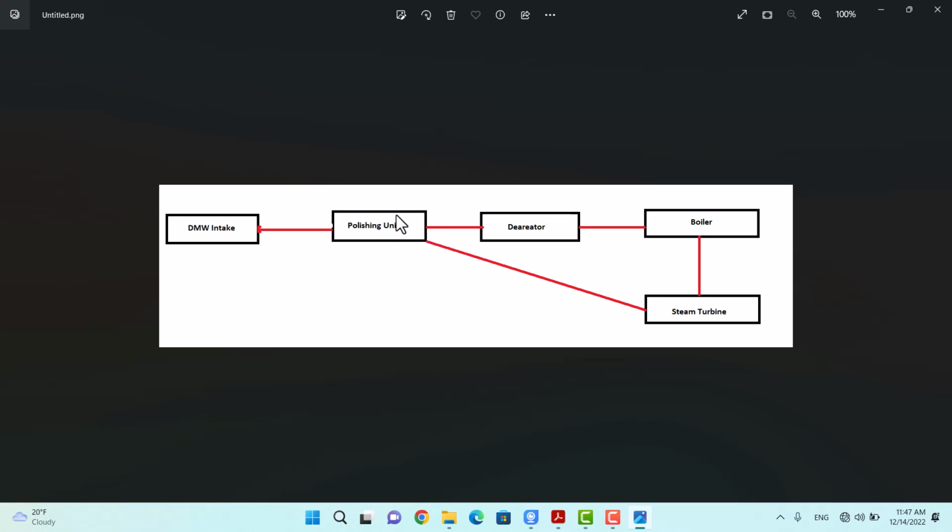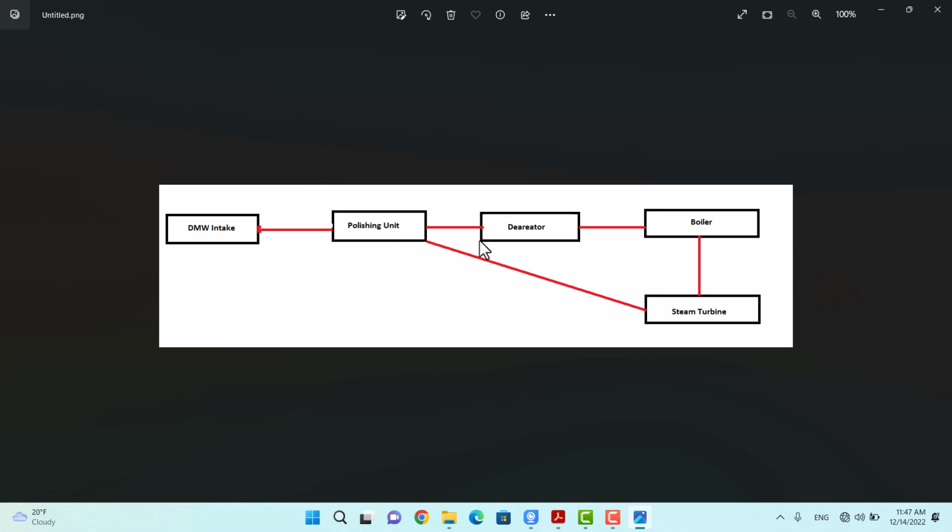After passing through polishing units, it is pumped to the deaerator, where most of the oxygen is separated from the main water stream. In the deaerator, I'm going to show you the actual picture of a deaerator in a real plant just after finishing this sketch. Don't worry about this one. In the deaerator, most oxygen is removed via mechanical stripping. But remember, there are some parts still in the water which are not removed by mechanical stripping.